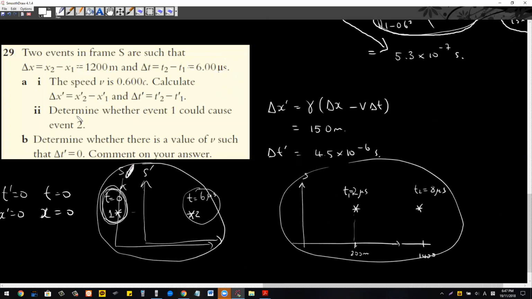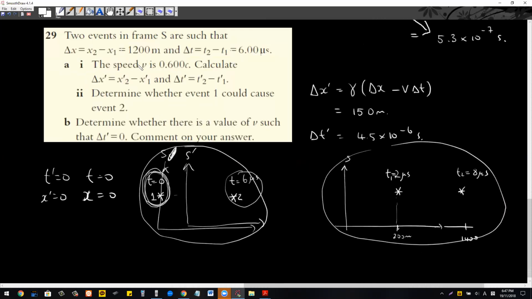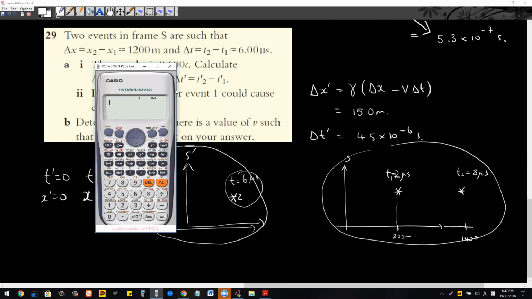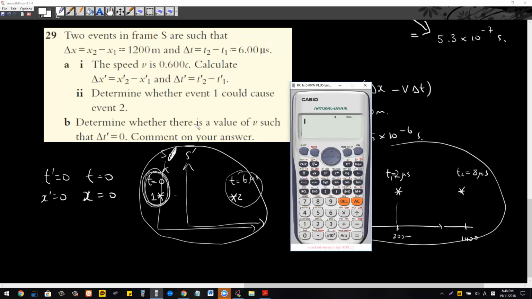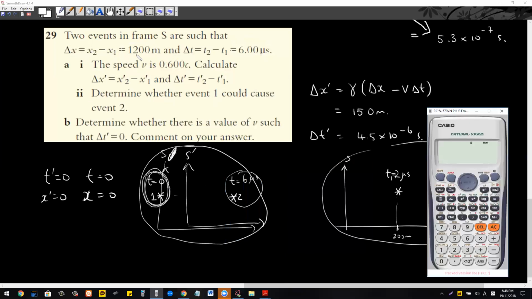So have a look at number 2. Determine whether event 1 could cause event 2. So we know that the distance between the two events is 1,200, and the time taken is 6 microseconds. So we're just going to divide, to see how fast a signal has to travel to go from 1 to 2. Okay, so both frames definitely agree that event 1 happened first. Yes. Because you see how delta x was positive, delta t was positive, right? That means t1 happened first, and then t2 happened later.